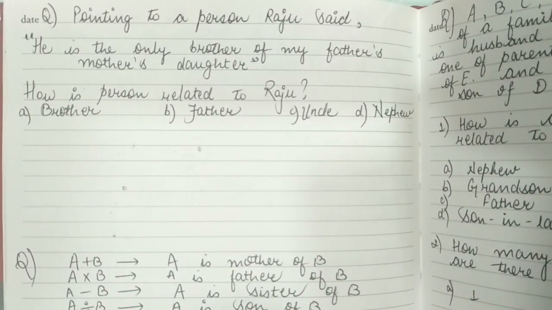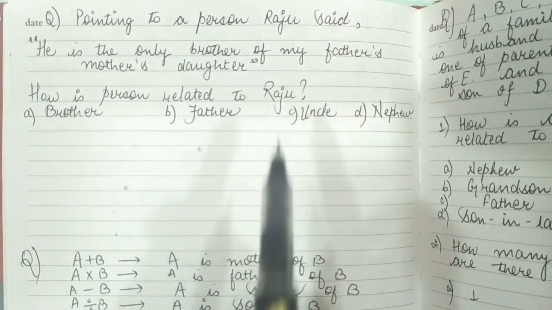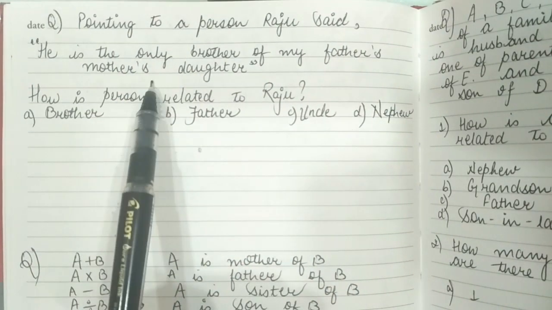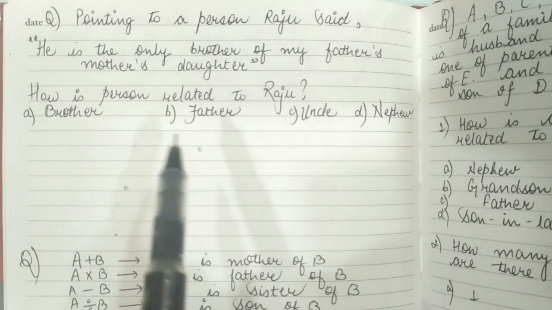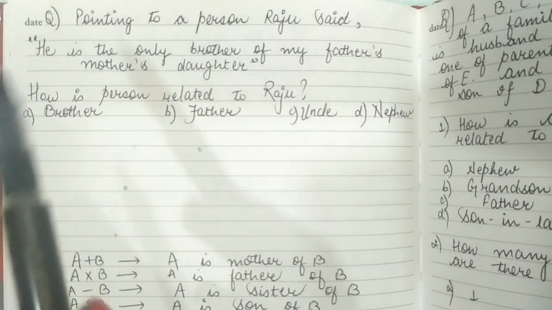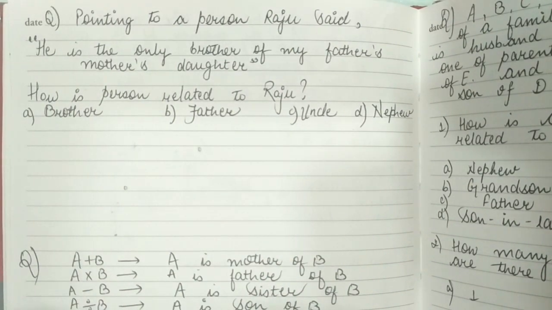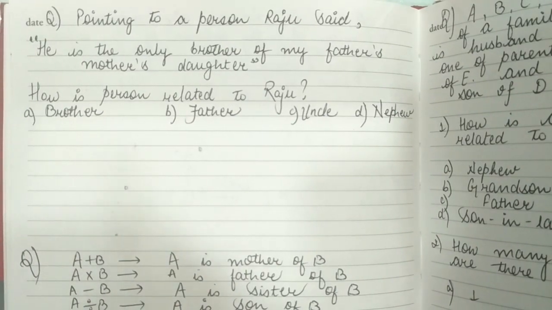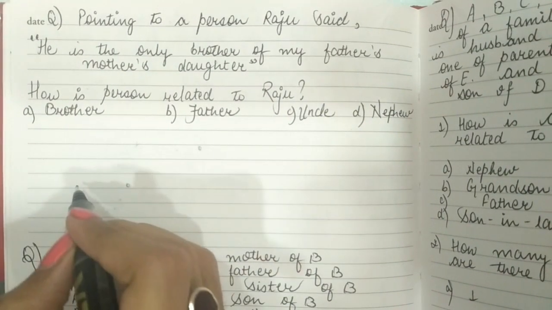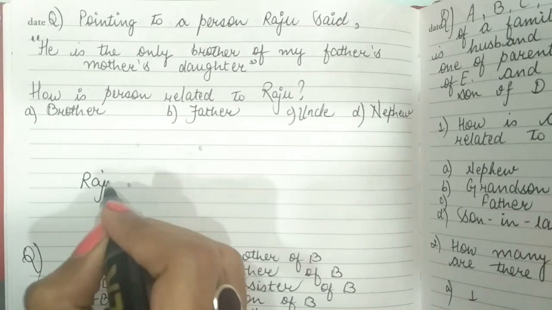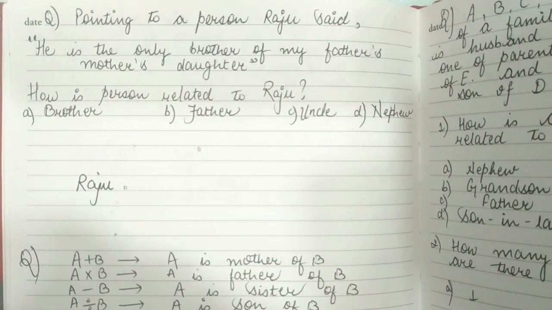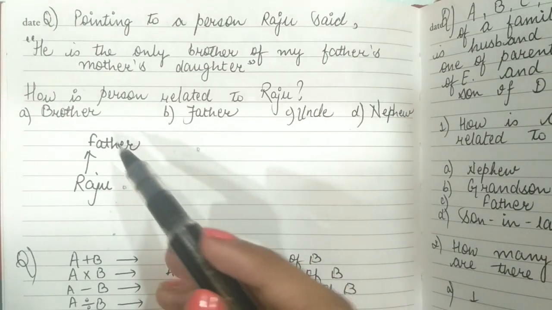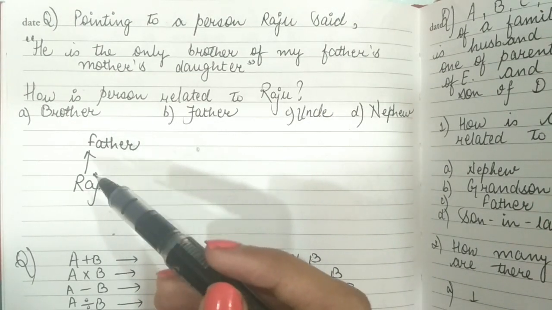First question I have written here is, pointing to a person, Raju said, he is the only brother of my father's mother's daughter. How is the person related to Raju? And here you are given 4 options. First, start preparing the chart. Raju said, I am writing here. First, Raju. He is the only brother. The person to whom Raju is pointing is, he is the only brother of my father.